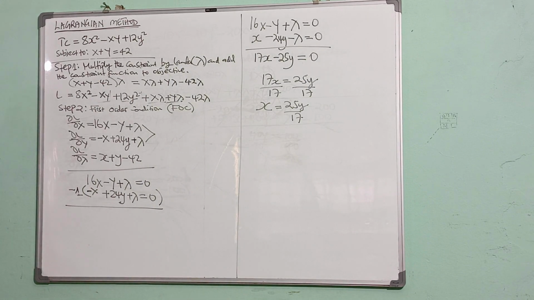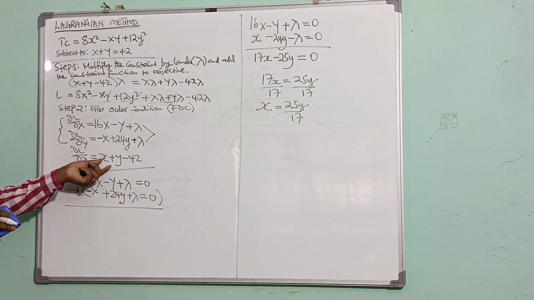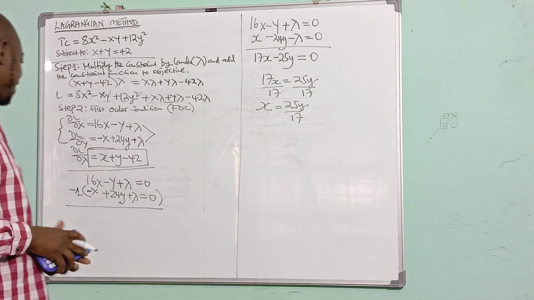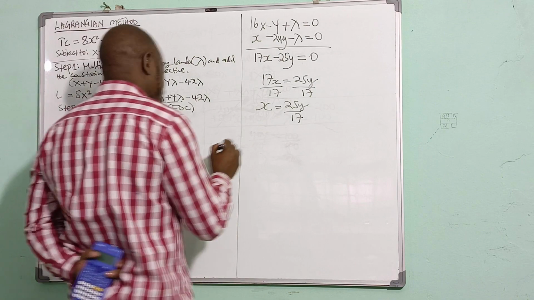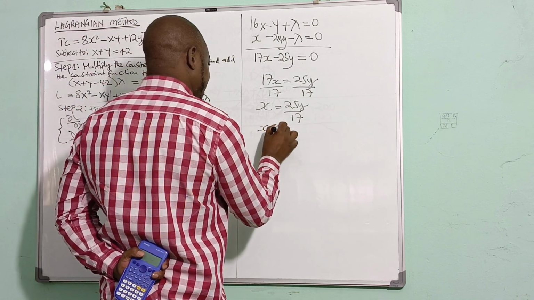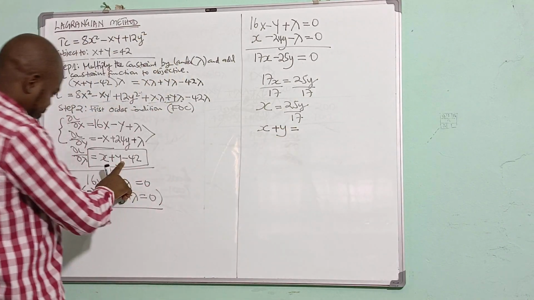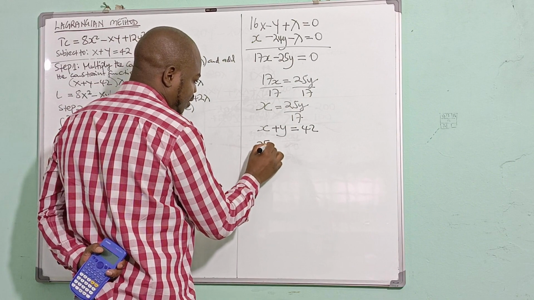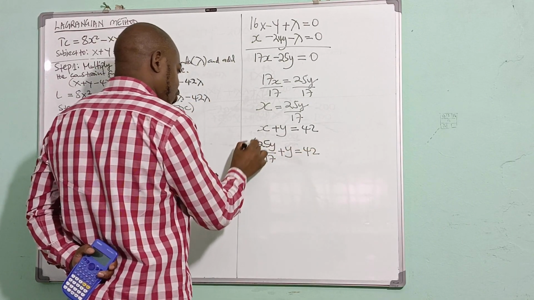So remember, I was dealing with these two equations, this is what they've given me. I didn't deal with that equation. Now I can deal with this equation by placing 25y over 17 where there is x. So now in this equation, I'm saying x plus y minus 42 equal to 0. Let me move the 42 to the other side so it becomes a positive 42. Where there is x, I replace with 25y over 17, and then I have plus y is equal to 42.